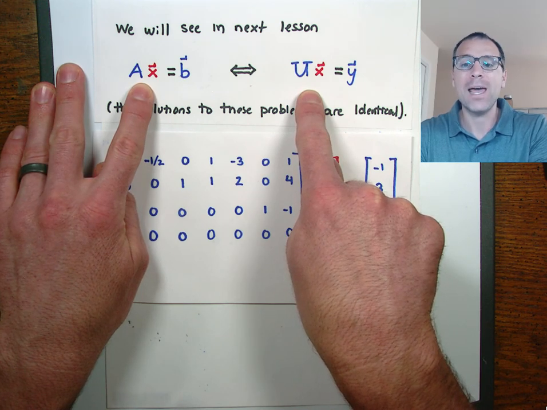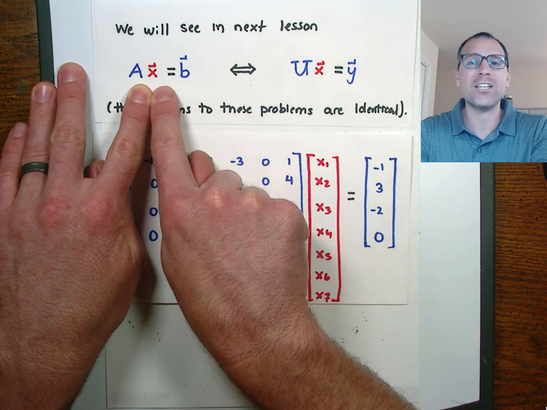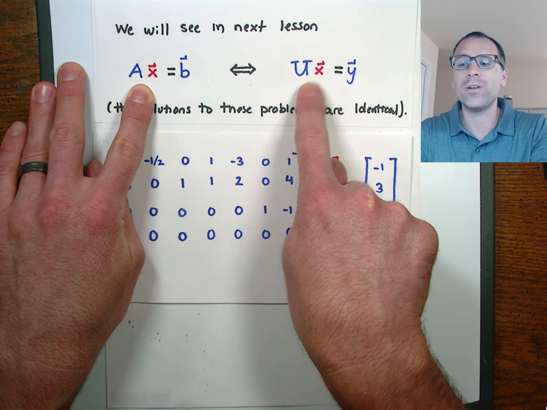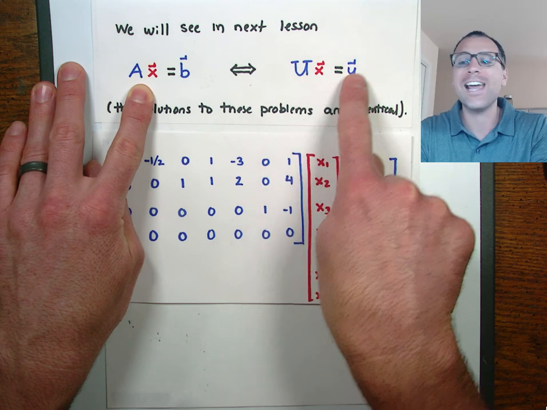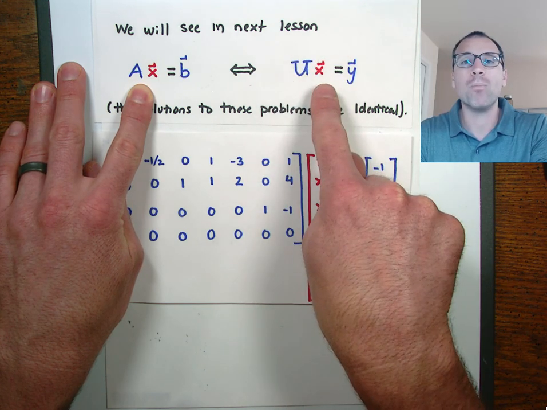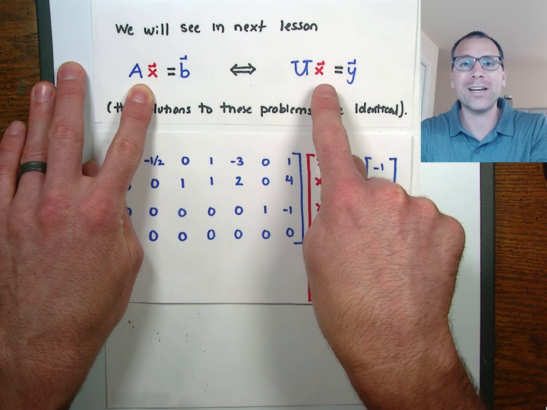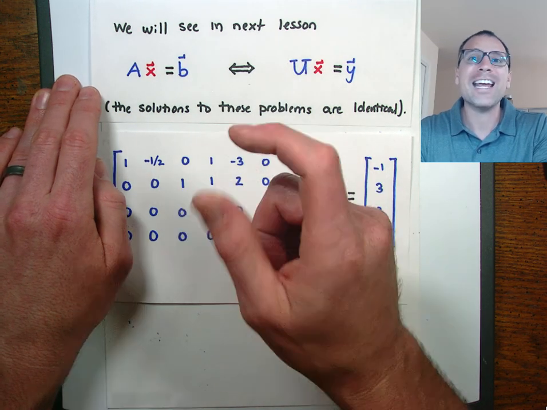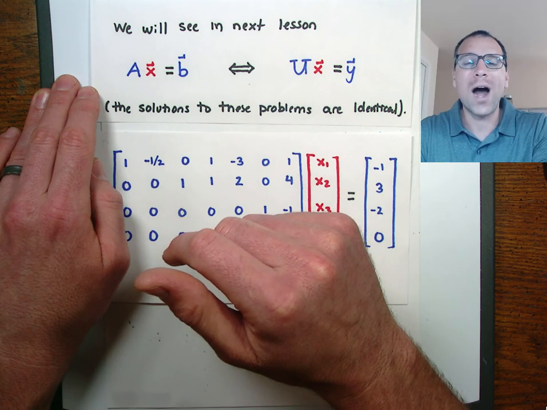They're the same. In other words, solving the AX equal B is the same solution. I will get the same output if I solve the UX equal Y. UX equal Y is a much more beautiful problem algebraically. As always, I would say, don't take my word for it. In the next lesson, we'll discover why that's the case.